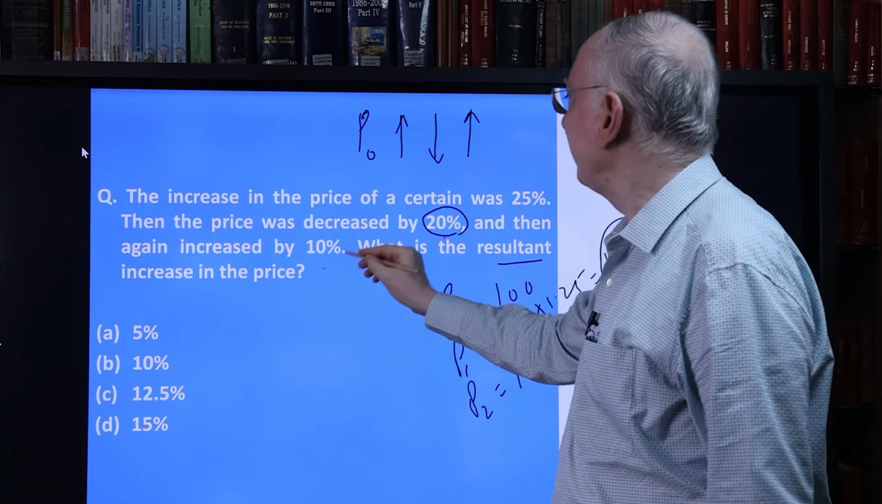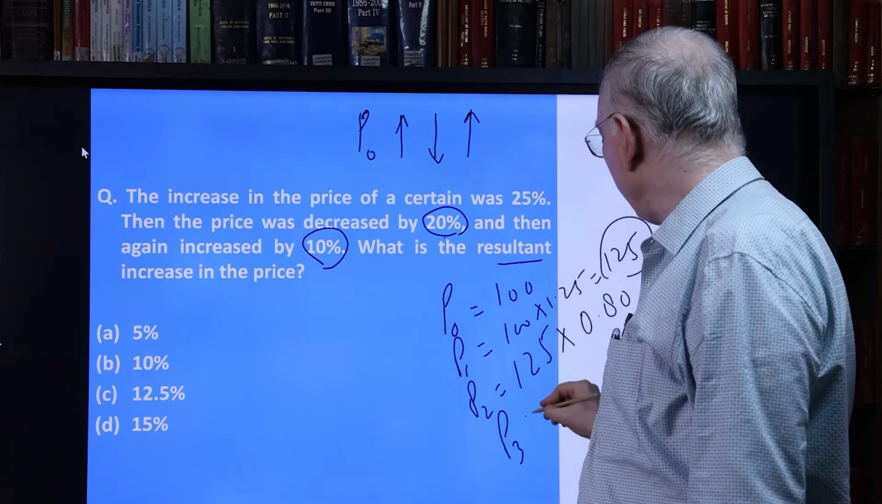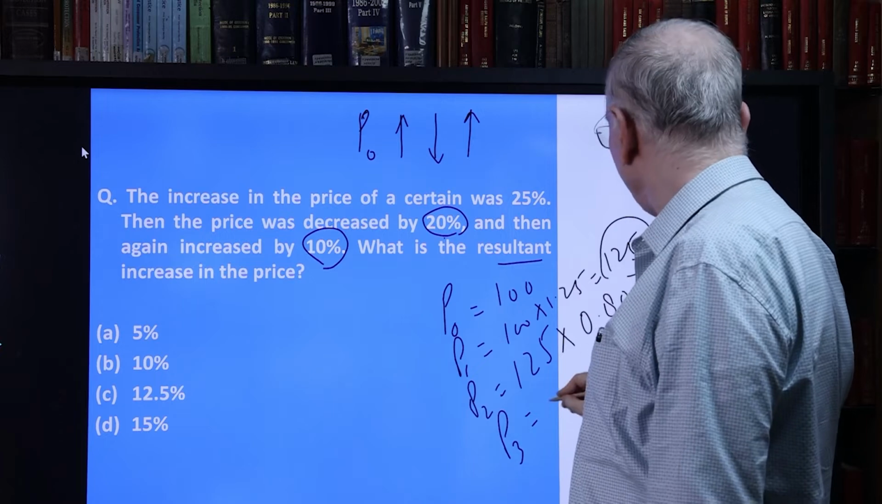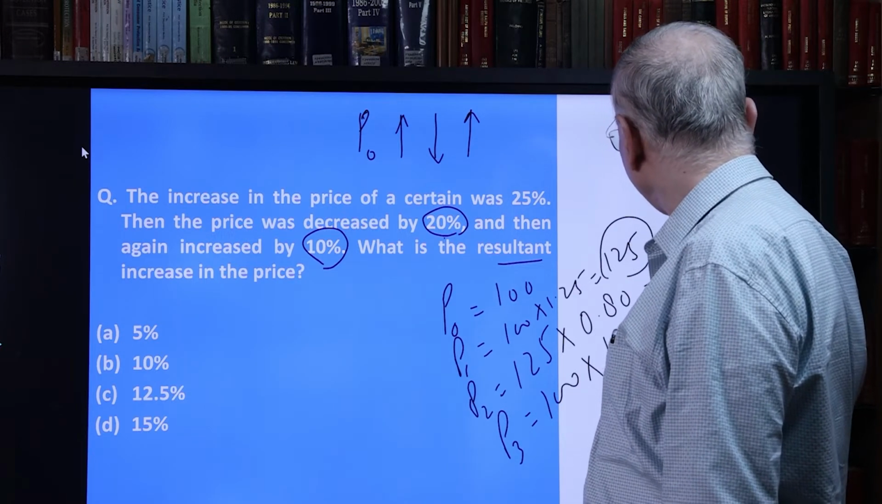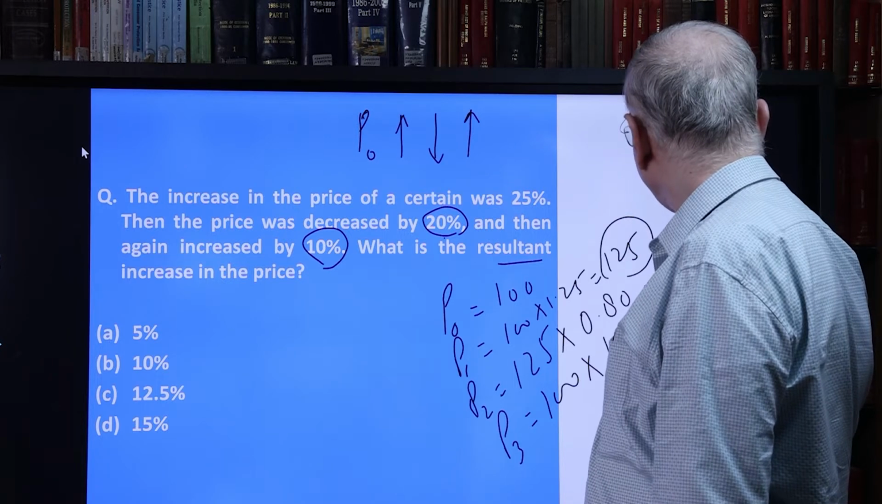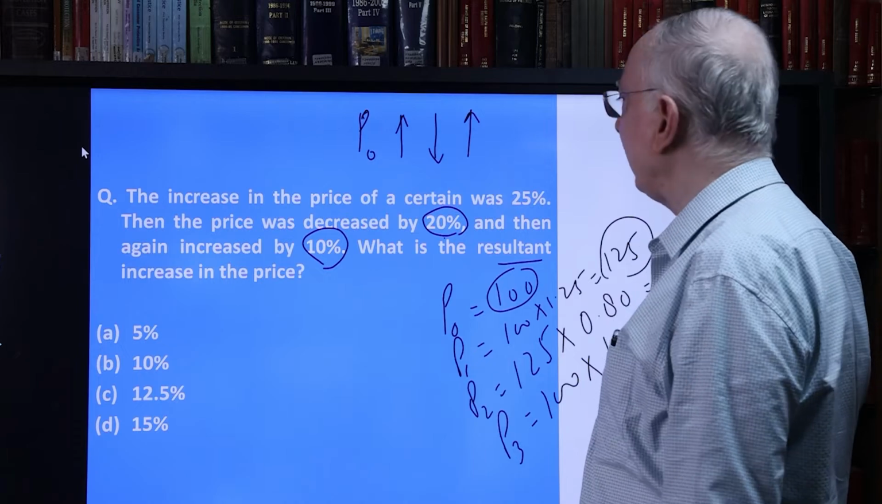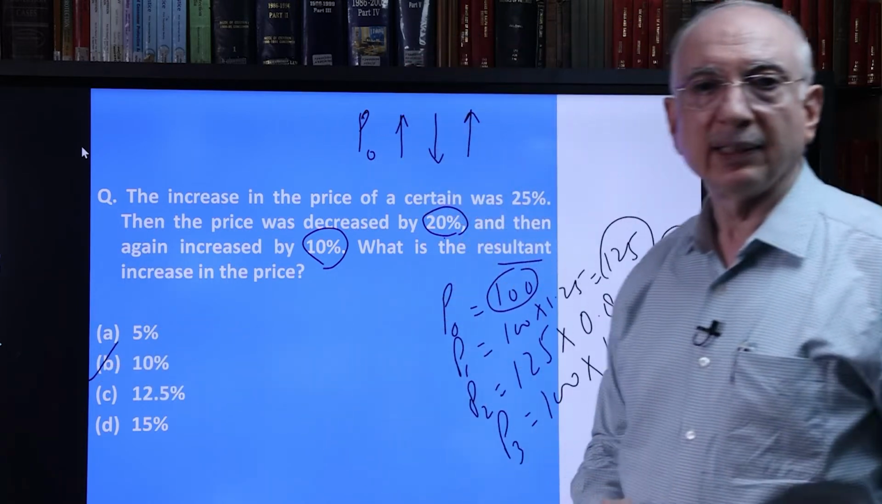Now a 10% increase. So in P3, this 10% is an increase on 100. So therefore 100 times 1.1, that means 110. And the original price was 100, now it is 110. So straightforward, option B is the right answer.